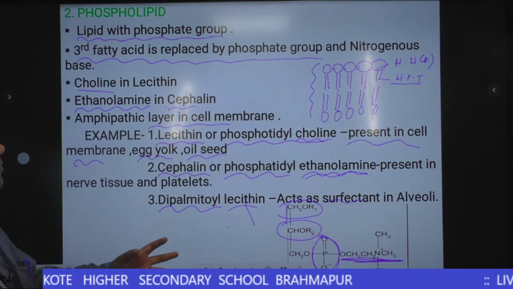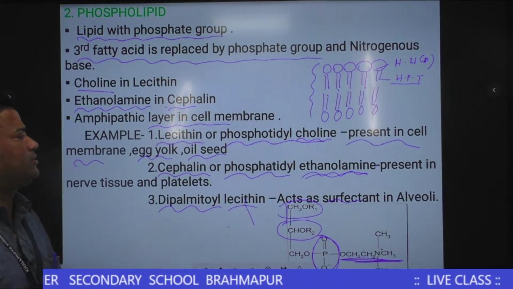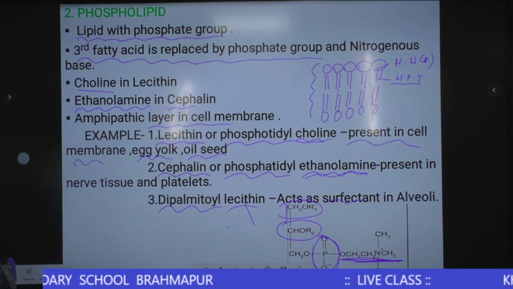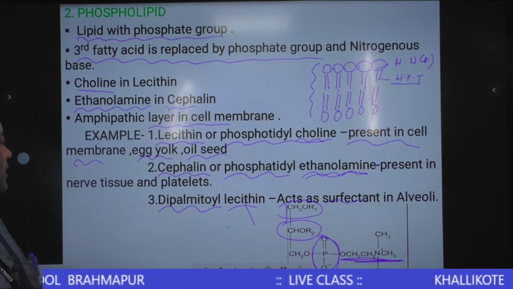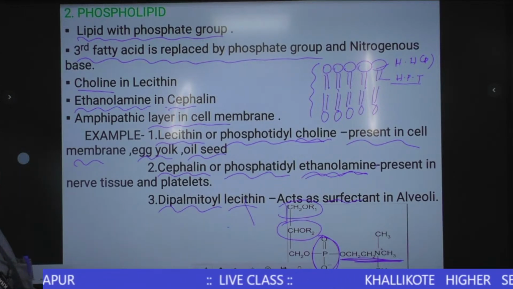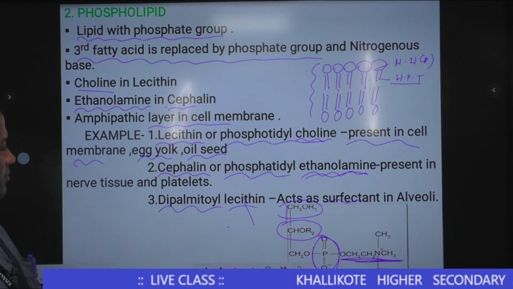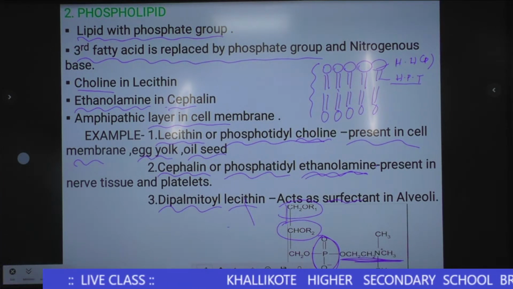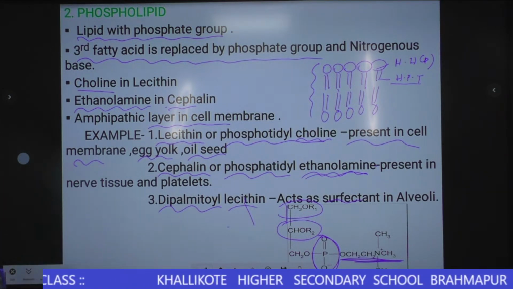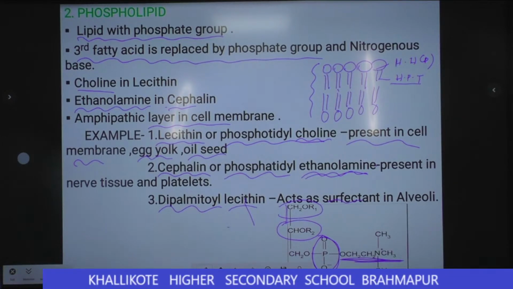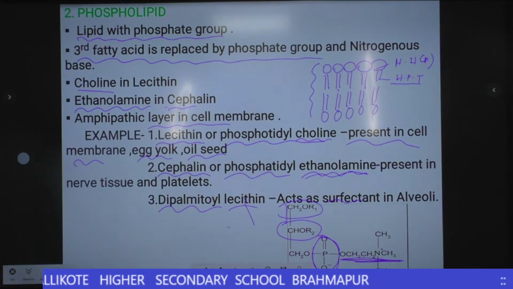Mainly phospholipid is the basic component of the cell membrane. They are also present in the oil seed, blood platelets, and membrane of the nerve tissue, and also present around the alveoli, lung cell. So these are very, very important components of the cell membrane.